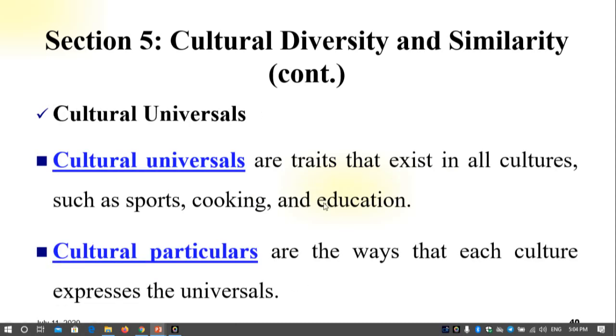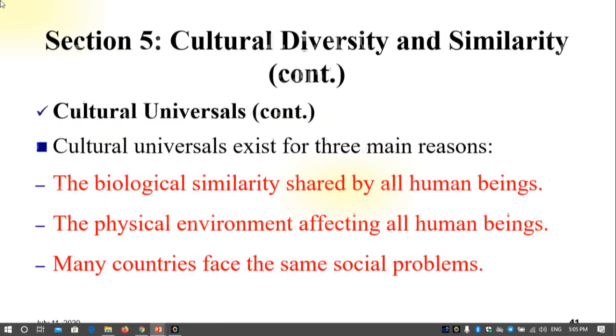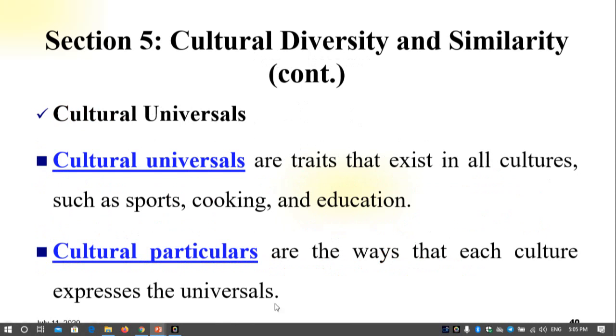One more point, the last point, about cultural universals. There are two things here: cultural universal and cultural particular. Both of them are related. The first point.